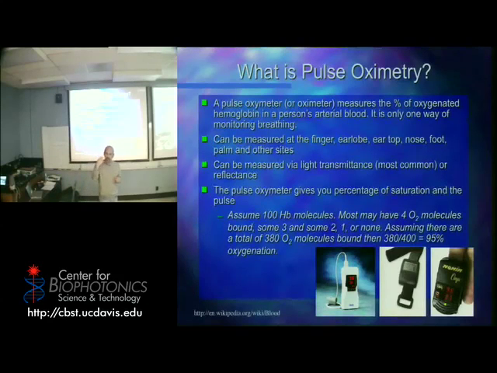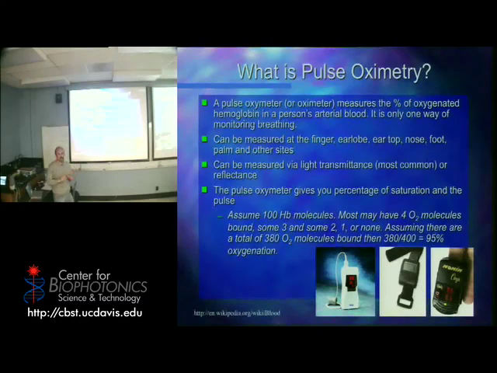The eye has quite a bit of blood, and you can actually shine light through and see the light come back. So it doesn't always have to be, as you hopefully discovered in your experiment with plants, you can get some similar types of behaviors, whether you're going through or whether you're reflecting. Okay? You can get some of the similar kind of data. So, it can be measured by light transmittance, that's the most common, or by reflectance, just like I mentioned. And it gives you a percentage of saturation and the pulse.